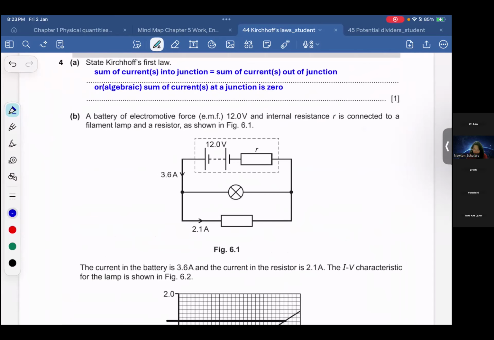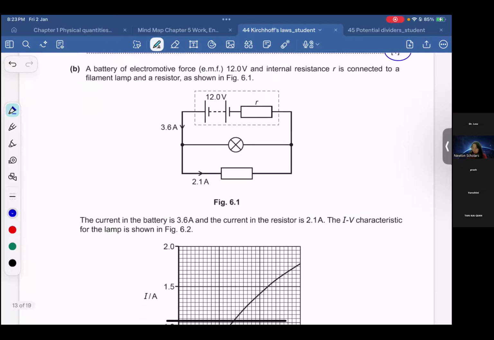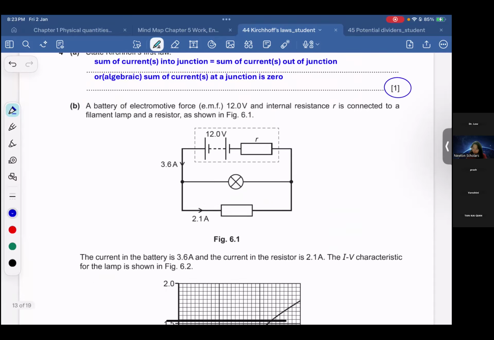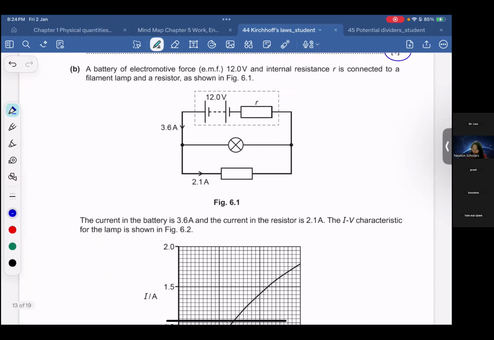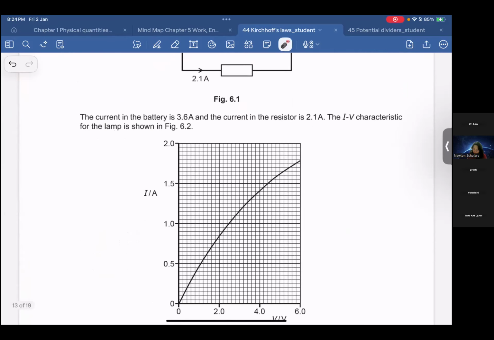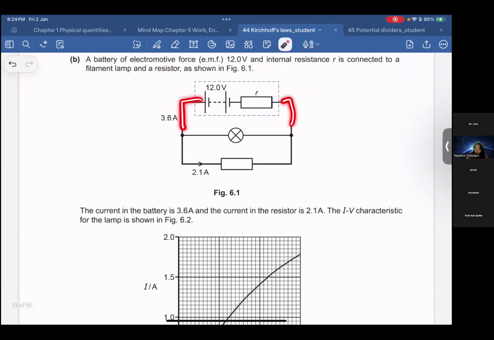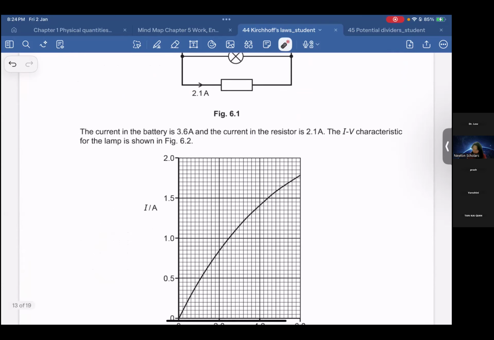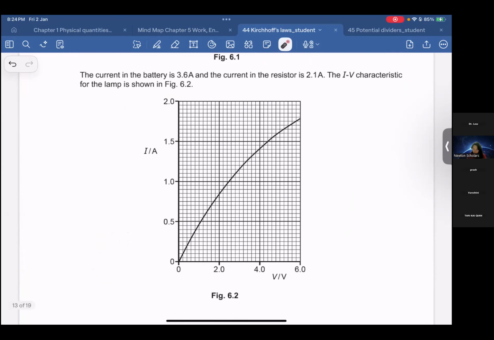Okay, dear. Number 4, Kirchhoff's first law. Just now also Kirchhoff's first law, but right now it is only 1 mark. No matter 1 mark or 2 marks, we give the perfect answer. A battery of EMF 12.0 volt and internal resistance r is connected to a filament lamp and a resistor. The current in the battery is 3.6 ampere, going back also 3.6. Current in the resistor is 2.1 ampere. The I-V characteristic for the lamp is shown in diagram 6.2. This is for the lamp.